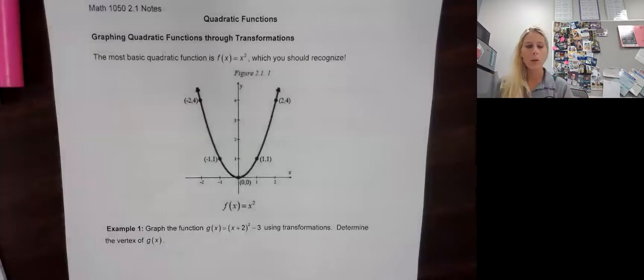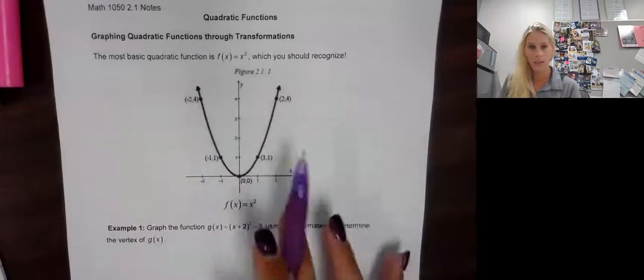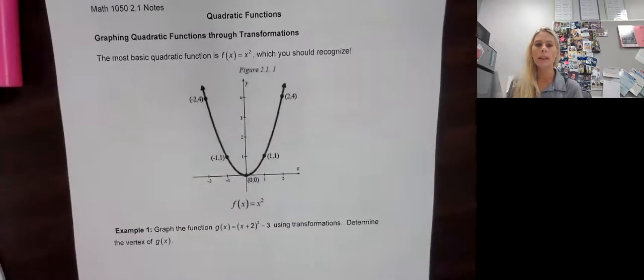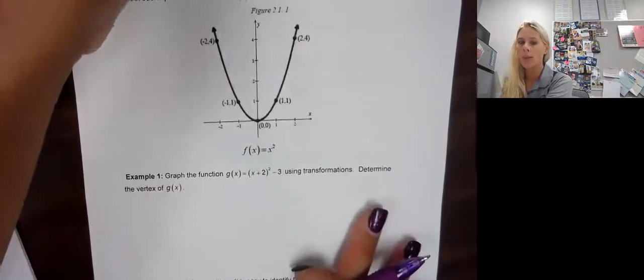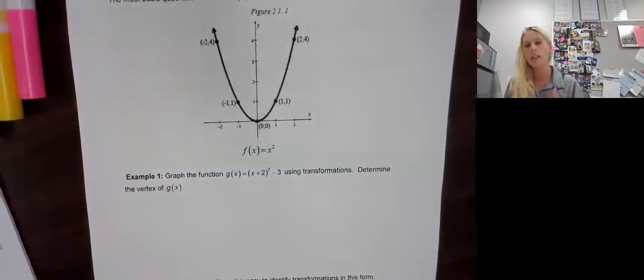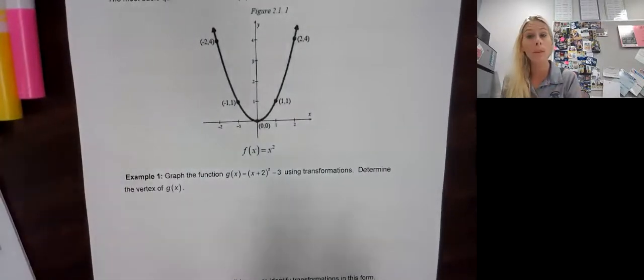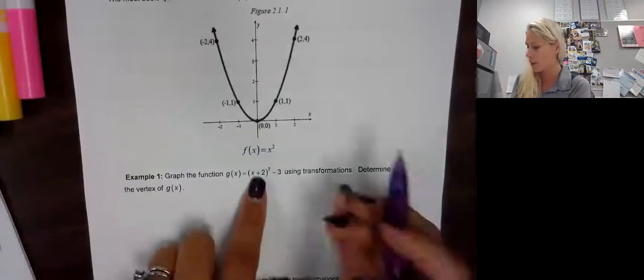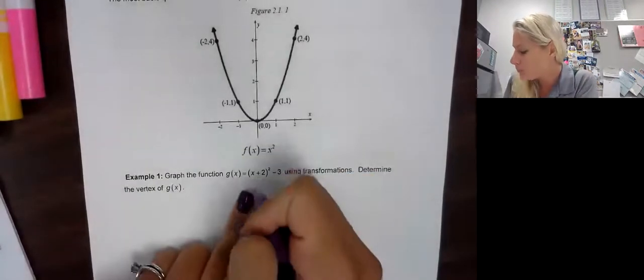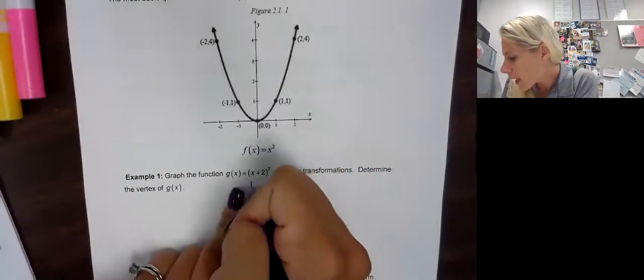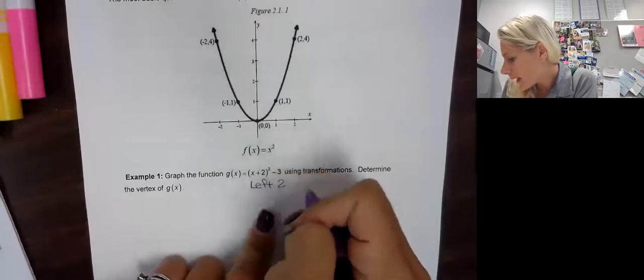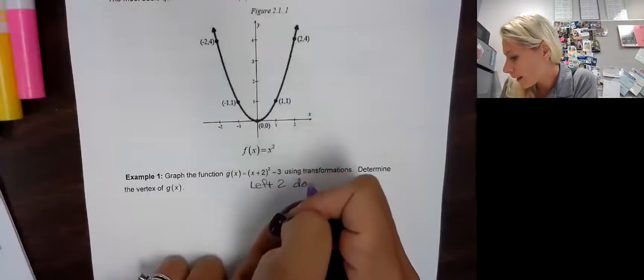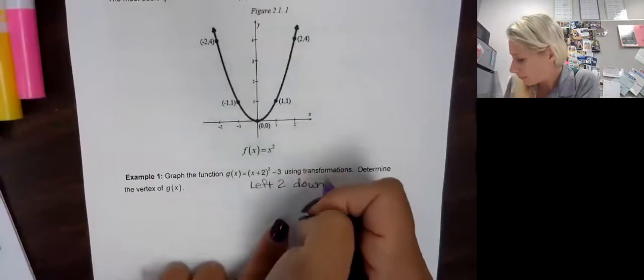All right, quadratic functions. The most basic quadratic function, of course, is x squared. That's your parent function, so it has it right here. So what we're going to do is graph the function g of x using transformations, and then we're going to determine that vertex. Even though some of you might know this already, we're just going to think about this. So on the inside, we are going left 2 and down 3.